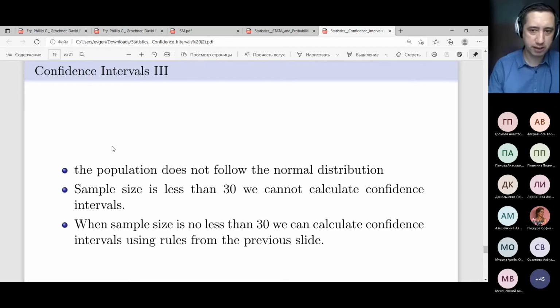you can calculate the confidence interval anyway and you shouldn't care about the form of the distribution. But when your sample size is small, you should care about it. So how to find a difference between small and large samples? There is no clear solution in statistics.